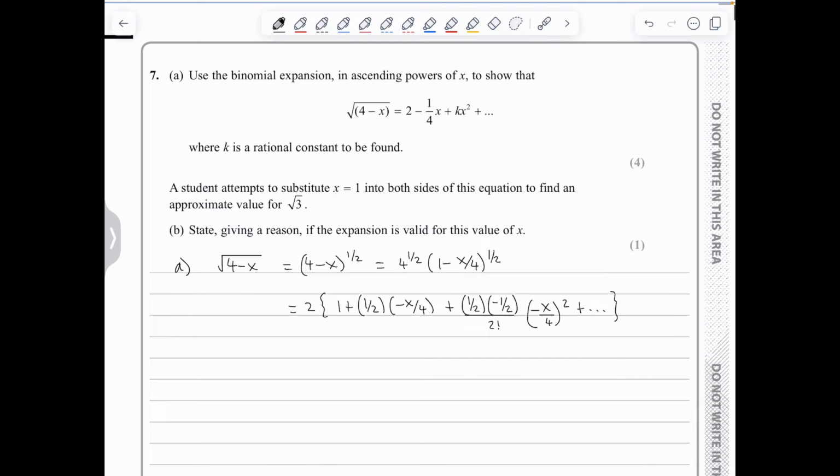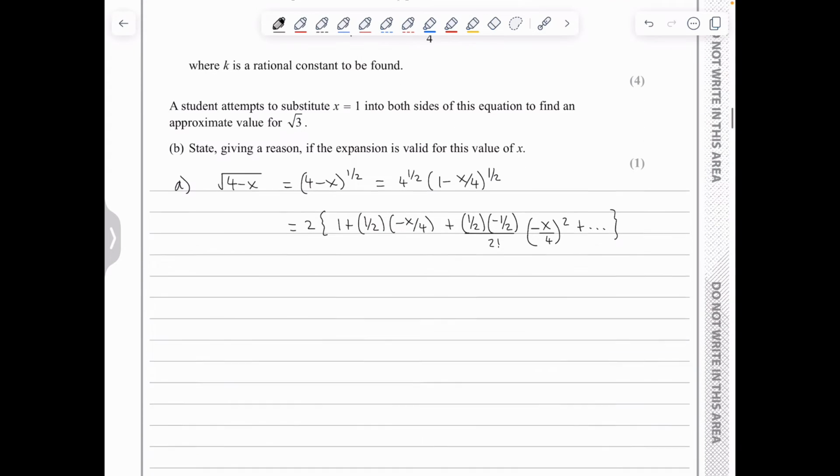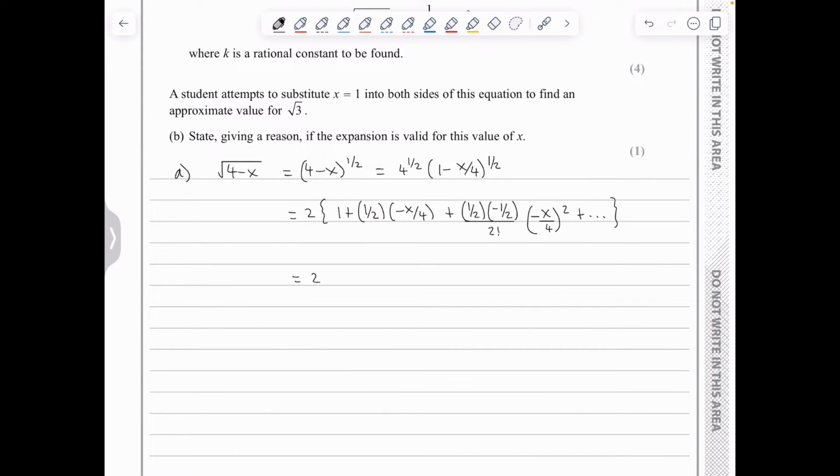I will simplify the terms within the bracket, which leads to 2 brackets 1 minus x over 8 minus x squared over 128 plus dot dot dot. And I will further expand this to give me 2 minus x over 4 minus x squared over 64 plus dot dot dot. And therefore we conclude that the constant k, the coefficient of x squared, is simply minus 1 over 64.